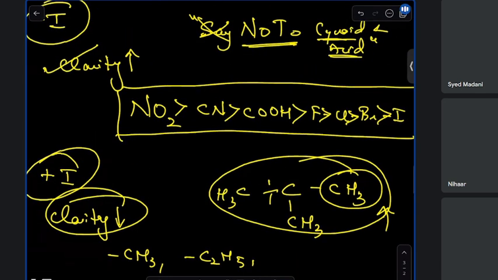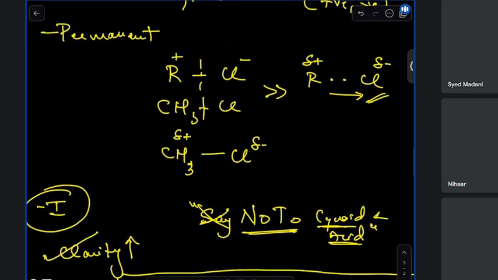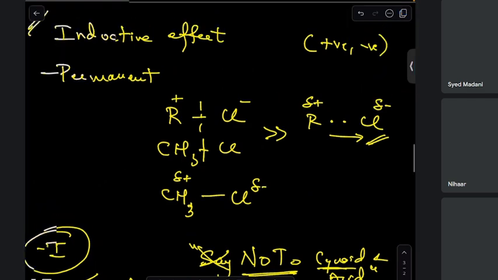Say no to cyanide and acid. Remember that. Goa. You guys are not planning to Goa? Not yet, sir. First make friends. Sir, it's fun now, sir.